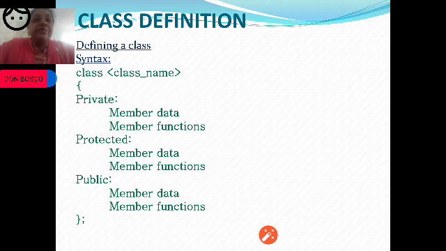Then comes the private members. In private members, as you see, there are data and functions. In protected, we have member data and member functions. In public also we have member data and member functions. Generally, a class includes three sections, that is private, protected and public. We can see all the three sections include their own members, that is data and functions. The data represents the characteristics of an object and the function represents the behavior of the object.